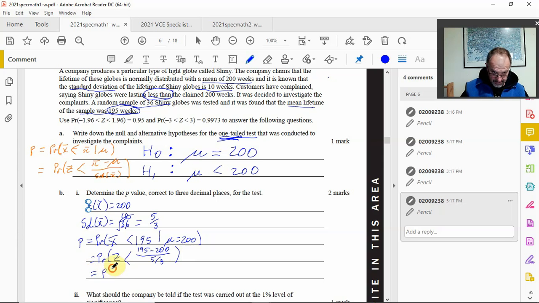And so that is Z is less than -5 times, because if we're dividing by a fraction, multiply and flip. So that then is, if I come up here, that P is the probability that Z happens to be less than -3. All right, now we've got something to do with -3 up here.